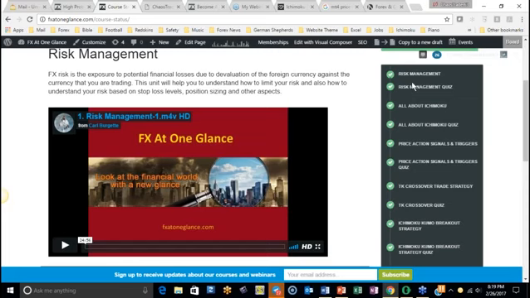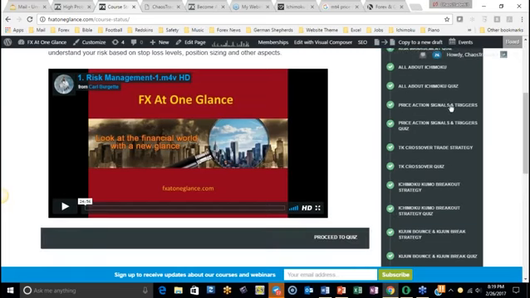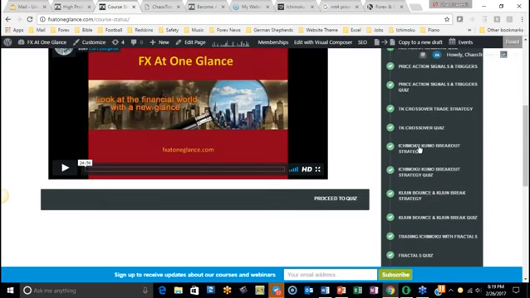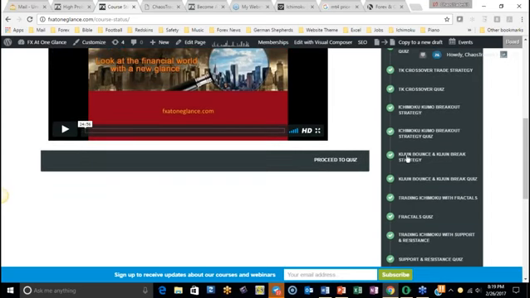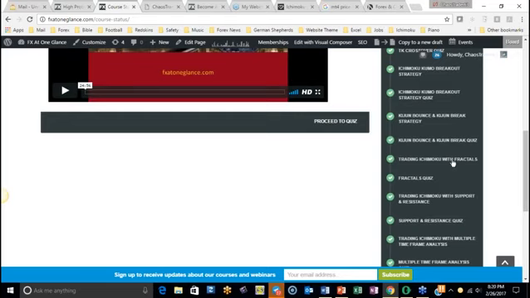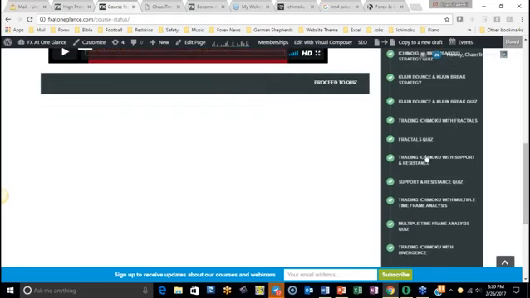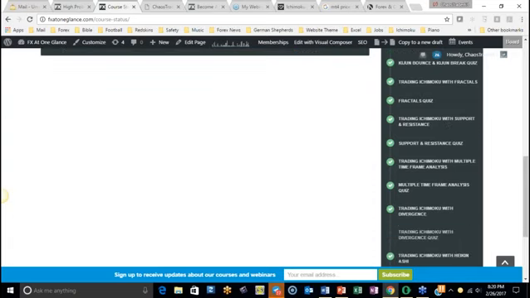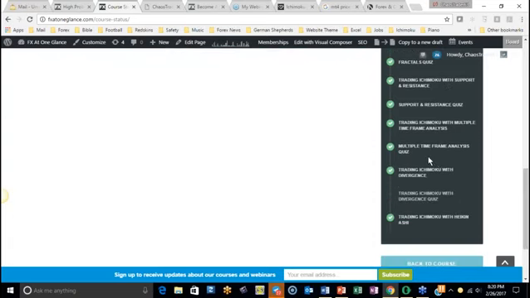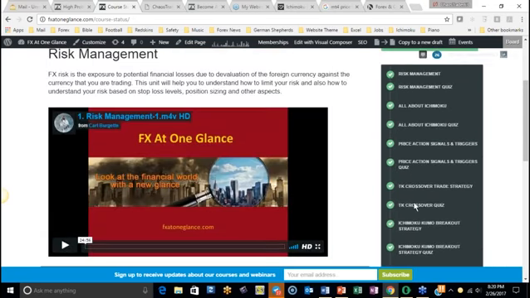You got risk management, all about Ichimoku, price action signals and triggers, TK crossover trade strategy, Kumo breakout, Kijun-sen bounce and break. Trading Ichimoku with fractals, this is major. All right, trading Ichimoku with support and resistance, trading Ichimoku with multiple time frame analysis, and then trading Ichimoku with divergence. We talk about this divergence, and then we talk about Heikin-Ashi candles, trading with Heikin-Ashi candles. You get all of that in this course, all of it, but you got to pass the quiz to move on to the next one. Got to get a 70 on this one.